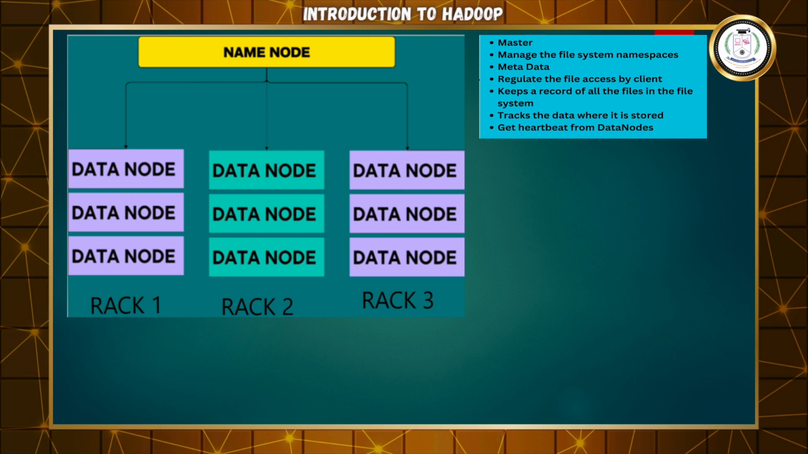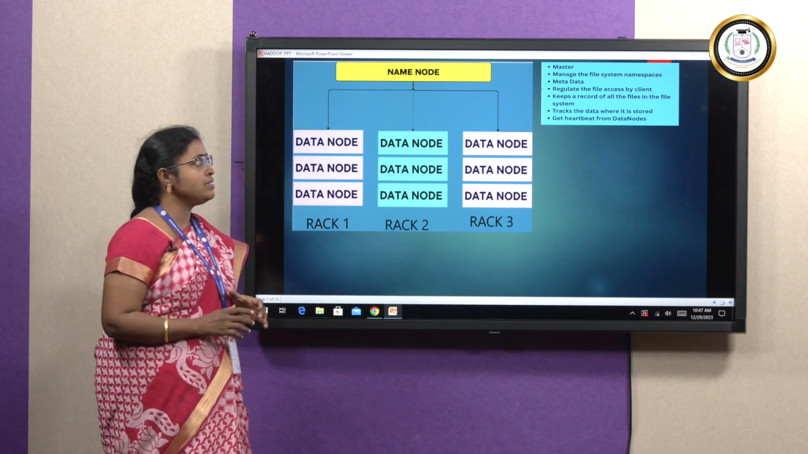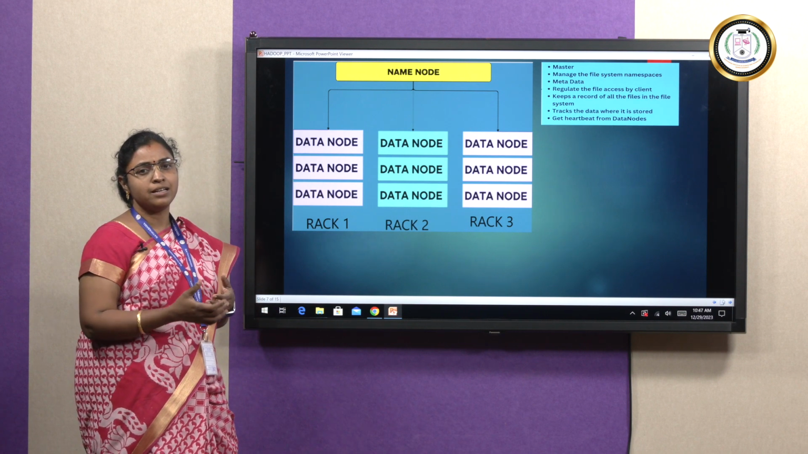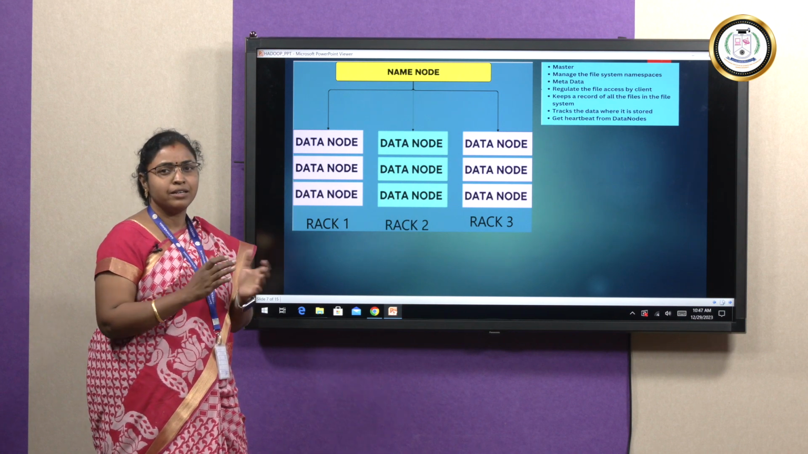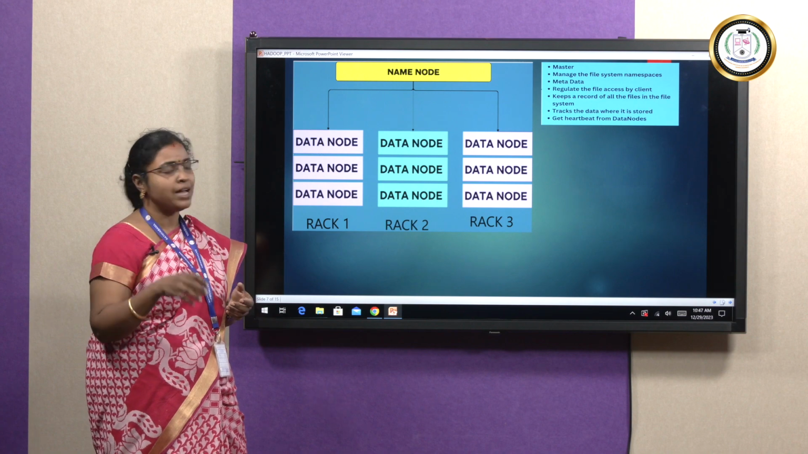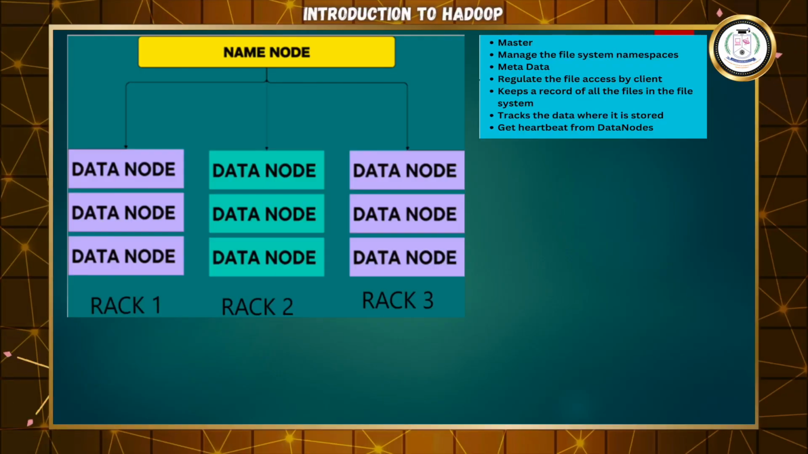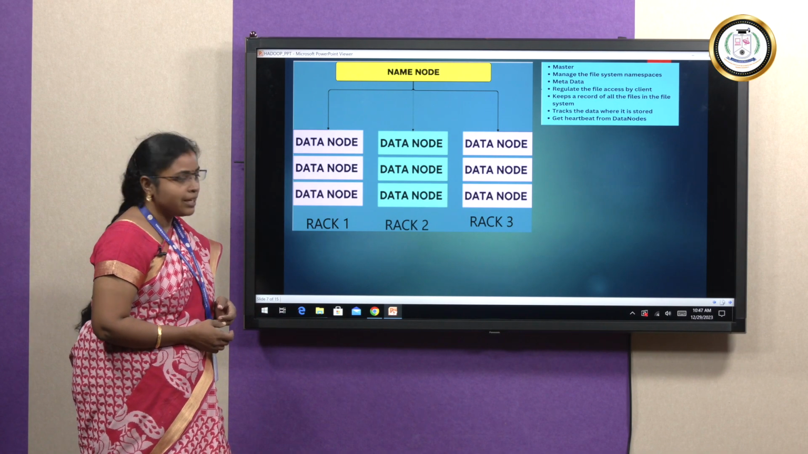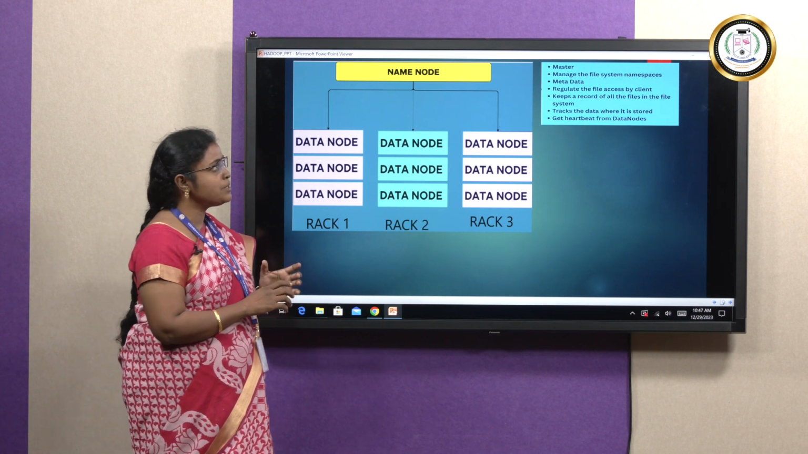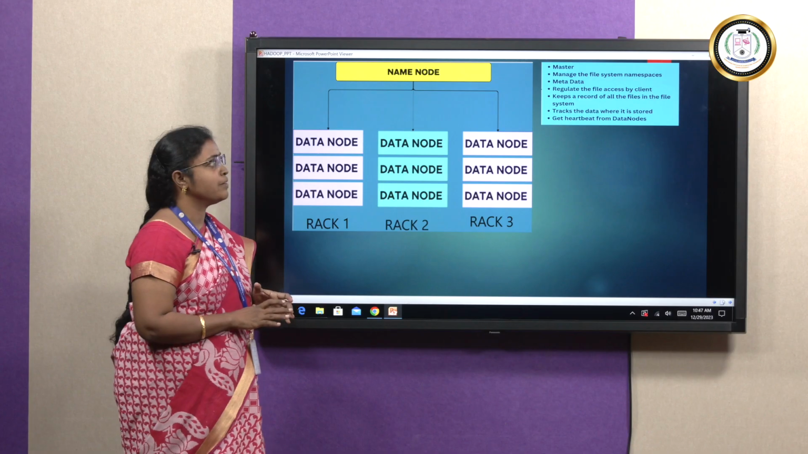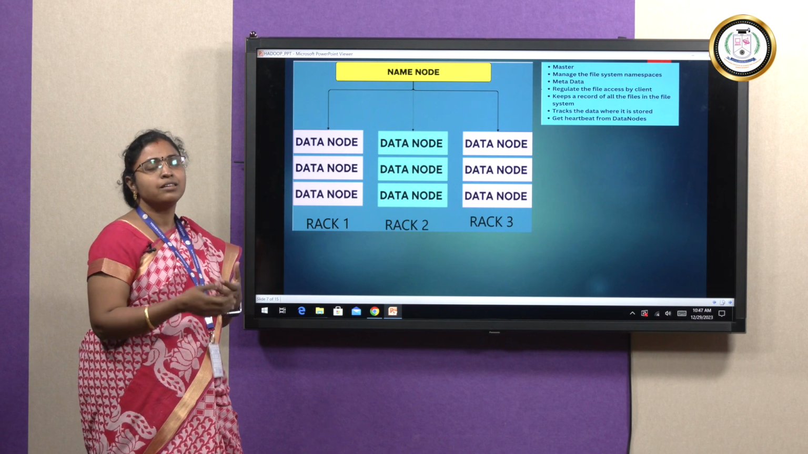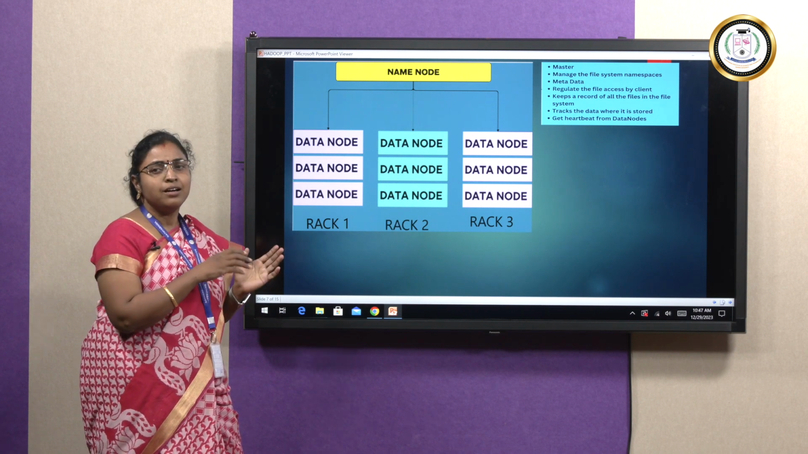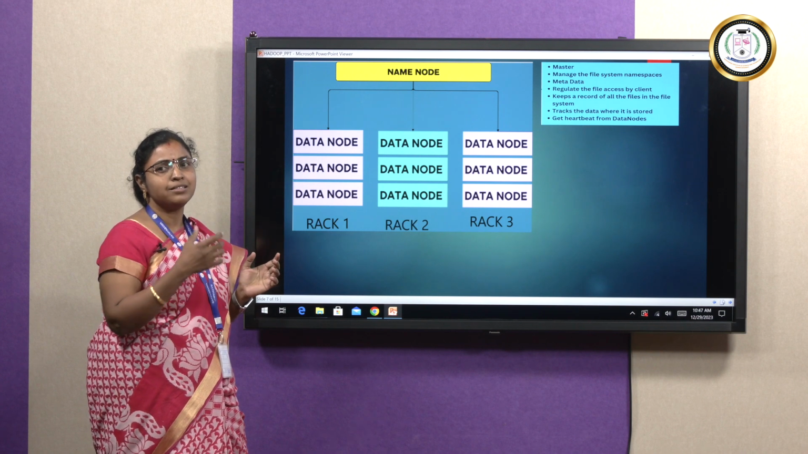The name node acts as a master and manages all the file system namespaces, storing the metadata. Metadata is data about the data: the file name, how the file is divided into smaller blocks, where each block is stored, and which data node stores it. It also regulates file access by the client. The name node keeps a record of all the files in the file system, and it gets the heartbeat from the data node. Heartbeat means every 3 milliseconds the data node sends a message to the name node to say whether it is alive or not.